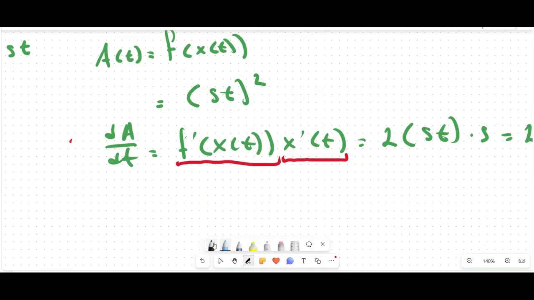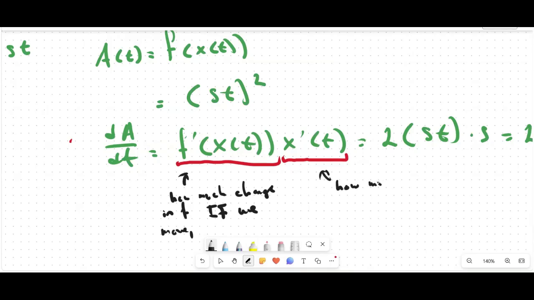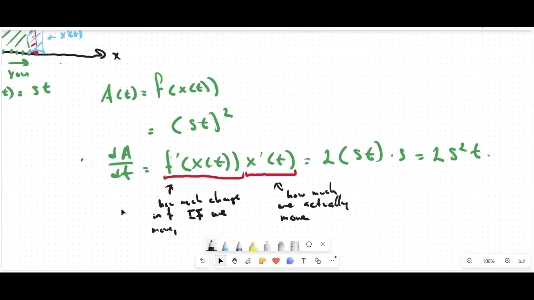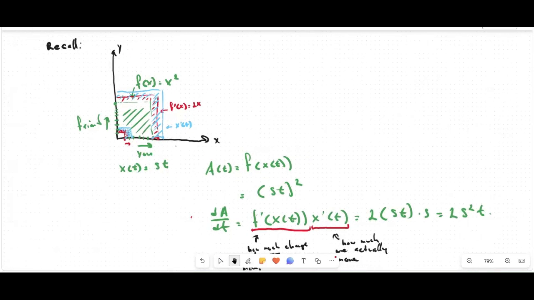Let me actually write those words in because that's pretty useful. How much change in f if we move. And then this guy here is how much we actually move. And by much here, I'm referring to rates of change, so these are derivatives, of course. Okay, so that's all a recollection. That's just to get the gears turning so you're ready to learn.